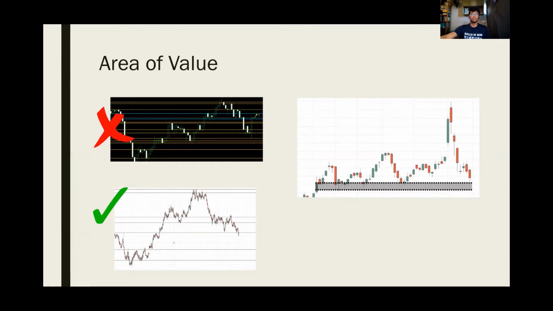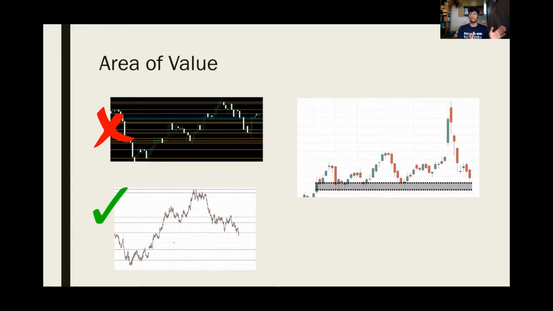So using the concept of area of value in totality can actually refer to a broad series of concepts. That would be support and resistance, which refers to the lows as well as the highs that the price bounces off, respectively, the moving averages that we discussed earlier, and trend lines as well as channels.